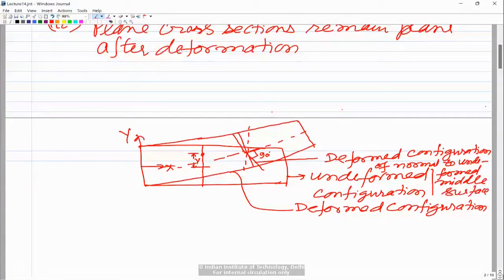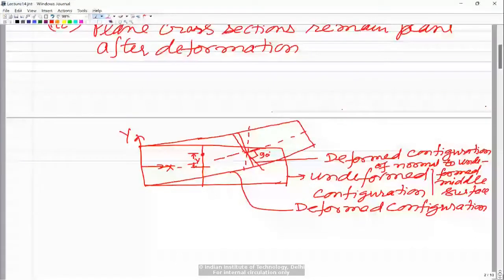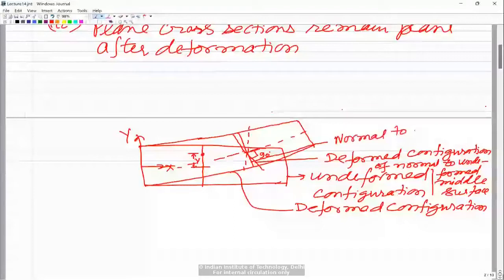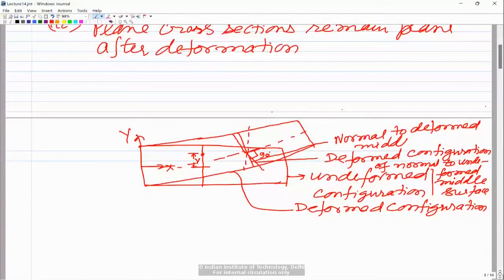If you look at this line, this line is basically normal to the deformed middle surface. So the angle between that line and the tangent to the middle surface is 90 degrees. So this is normal to the deformed middle surface.